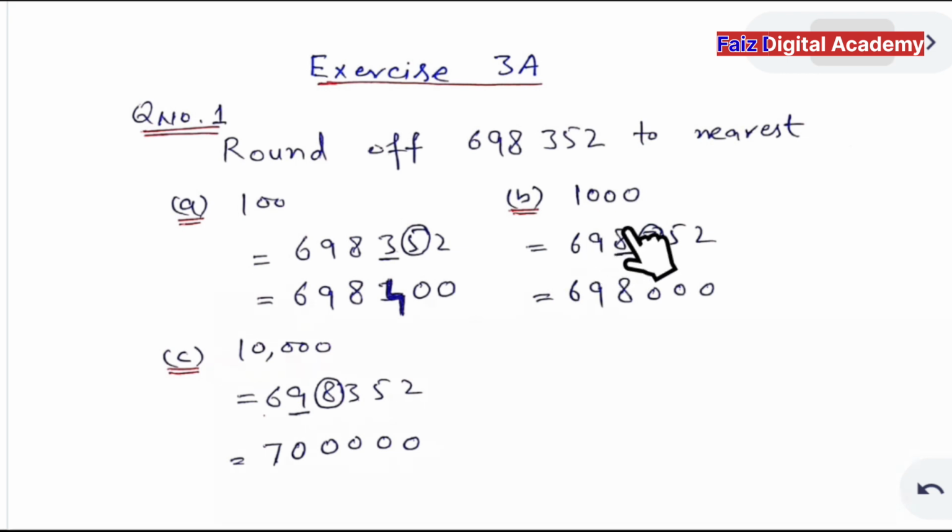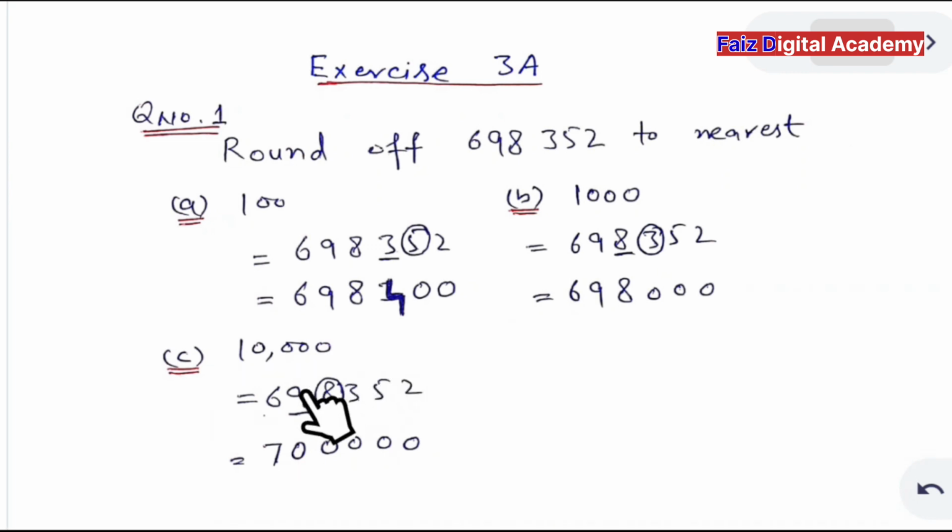Similarly, if we have to round this number to the 1000 level, then we will underline the number at the 1000 level, that is 8, and next to this number is 3. Again this 3 is smaller, so we will not add anything to that particular number, and it will be 698,000.